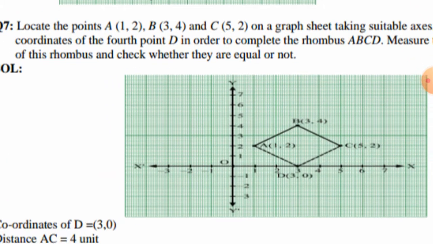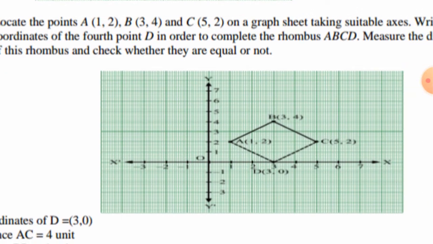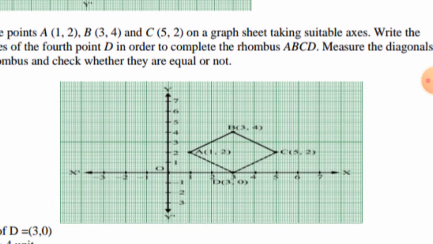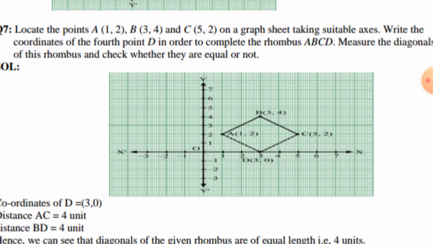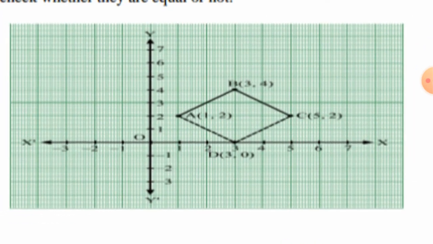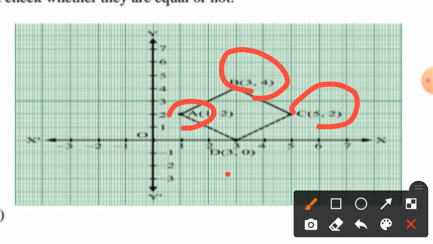Here locate A 1 2, B 3 4, C 5 2 on graph paper. Taking suitable axis, write the coordinates of the fourth point D in order to complete the rhombus ABCD. Measure the diagonals of this rhombus and check whether they are equal or not. So in this we have to locate this point, that is point A, that is 1 2, and here point B, that is 3 4, then point C 5 2 and point D 3 0.